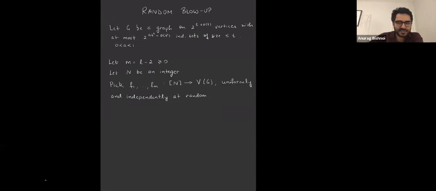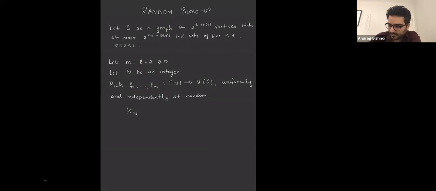But for now, we just pick some random maps from this vertex set to the vertex set of the graph. And we will use these random functions to define the first m colors of Kn. So now we are going to color the edges of Kn. For the first m colors, we are going to use these random maps somehow. And for the last two colors, because remember the number of colors is m plus 2, we'll just randomly color the edges in those two colors with probability half.